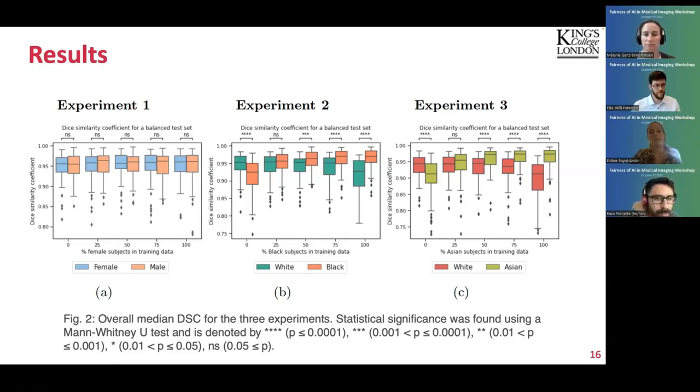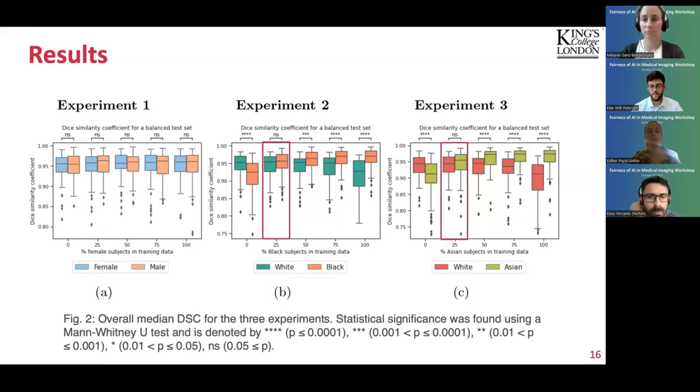However, in the case of the racial groups, we can see there's a statistical significance for most of the experiments. And it's very interesting that in this case, the one that achieved the optimal accuracy, or the most fair accuracy or similarity between both groups, is when we train with 75% white and 25% Black or Asian. Our hypothesis is that it might be because the white population is more diverse, and it's also helping the other racial group.